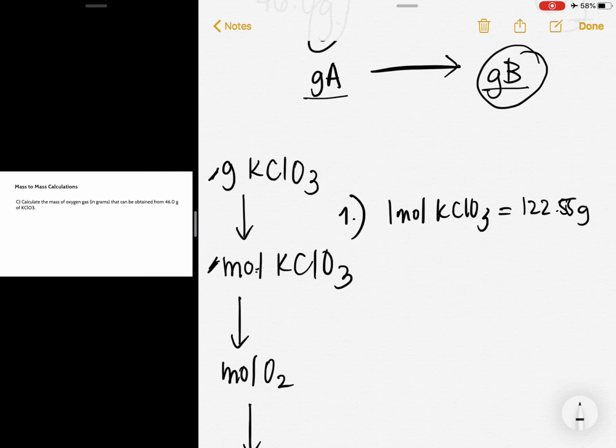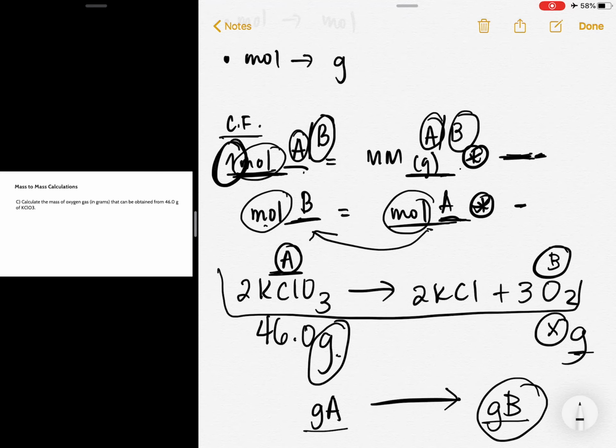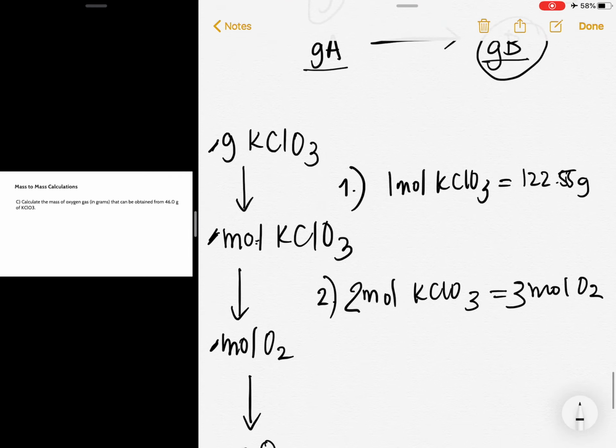Next, from mole to another mole. So you write here, the second conversion factor will be mole of potassium chlorate is equal to the mole of oxygen. And as I have mentioned in the previous video, whenever you use the mole-to-mole conversion factor, you always refer to the balanced chemical equation. Ano yung coefficient ni potassium chlorate? It's 2. Ano yung coefficient ni oxygen? It's 3. So you write here 2 for potassium chlorate and 3 for oxygen.